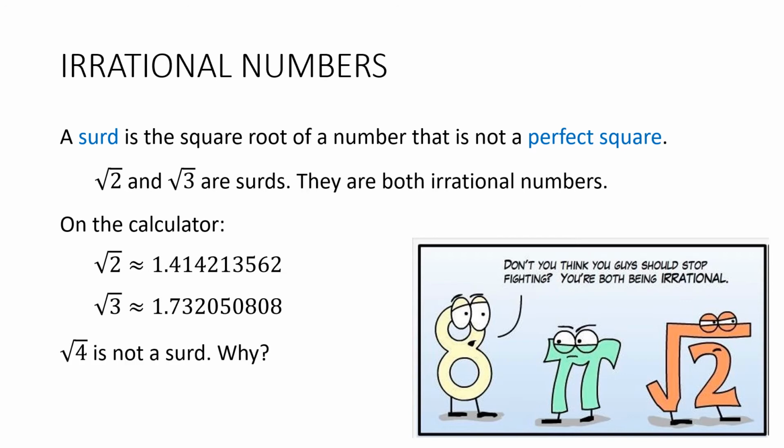Square root of 4 is not a surd. Why? Because 4 is a perfect square. So remember, the square root means some number times by itself gives us 4. And that's 2, isn't it? So square root of 4 is 2. And we can write 2 as a fraction, 2 over 1, which makes it a rational number.